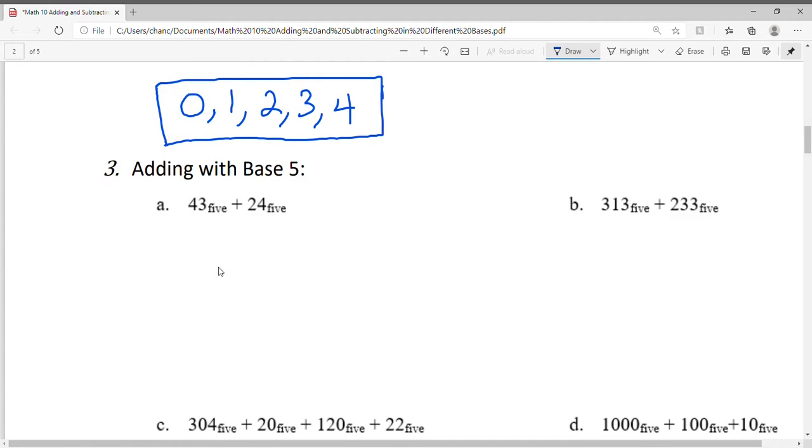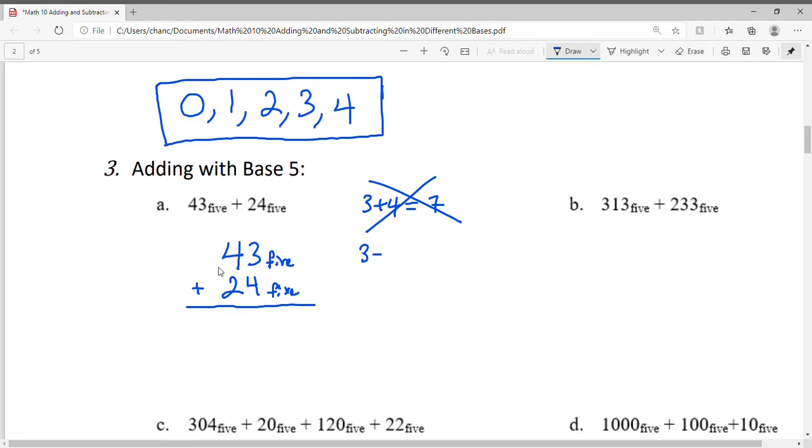So let's try question 3a. This is base 5. So we have a little note here to tell the reader this is base 5. So we'll put 43 base 5 on top plus 24 base 5 on the bottom. Now let's begin adding. What is 3 plus 4 in base 5? Now some of you might think 3 plus 4 is equal to 7. Well, that's in base 10. We're not in base 10. So 3 plus 4 does not equal 7.